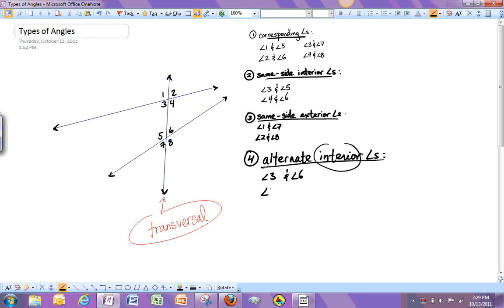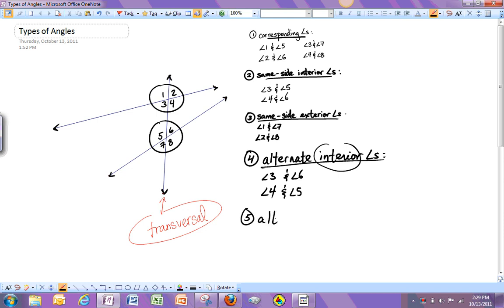If I pick angle 4, that's interior. So I picked from here. Now I got to pick from here, and it has to be on the other side of the transversal from 4, and it's got to be interior. So there's only one choice there. That's angle 5.